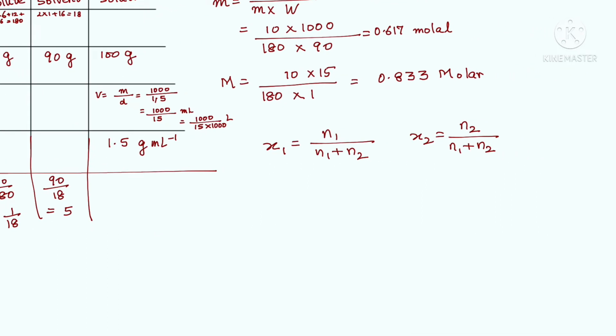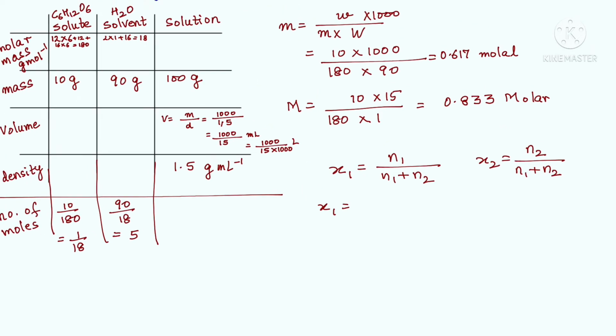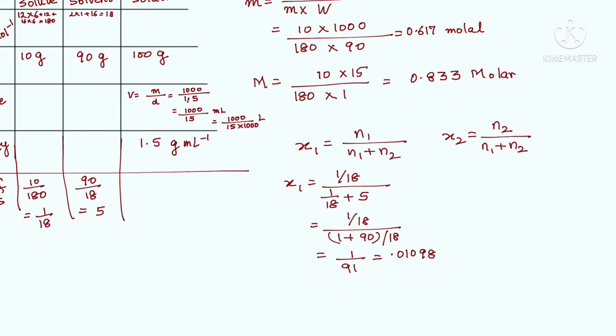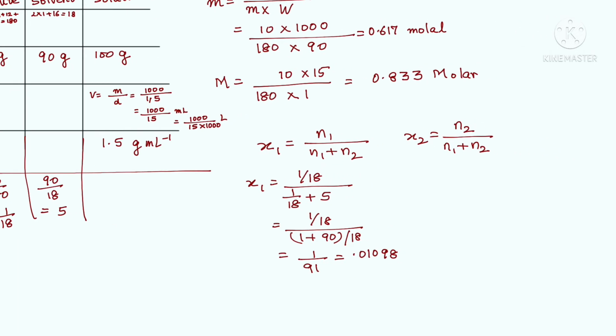So we will have over here x1 is equal to 1 by 18 divided by 1 by 18 plus 5. That will give me the mole fraction of the solute, which comes to 1 by 18 divided by (1 plus 90) by 18. So I will have over here 1 by 91, that is 0.01098 is the mole fraction. What will be the unit of this? Yes, correct, no unit. It's a pure fraction. You're simply dividing the number of moles by number of moles.